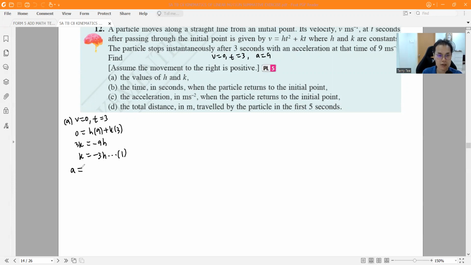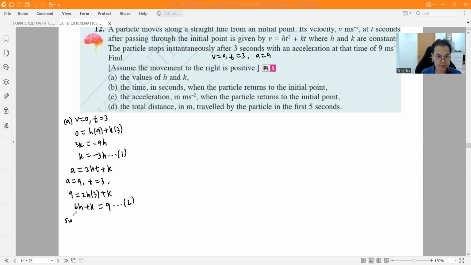For my second equation, I use the acceleration. To find acceleration, we need to differentiate velocity, so a is 2ht plus k. Same thing, a is 9 when t is 3. So let's put 9 here: 2h times 3 plus k, so 6h plus k is 9. This is my second equation. So I need to solve for h and k.